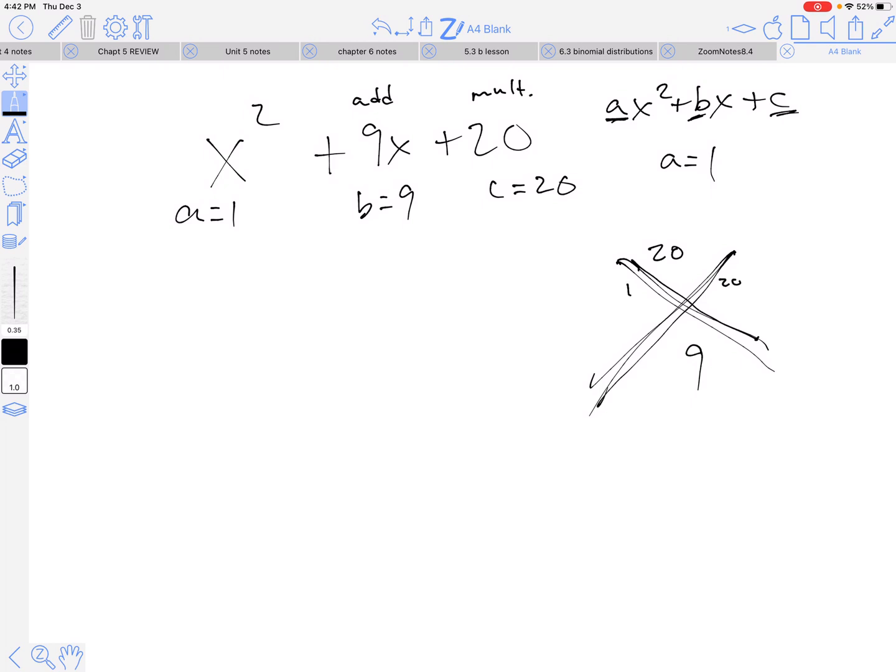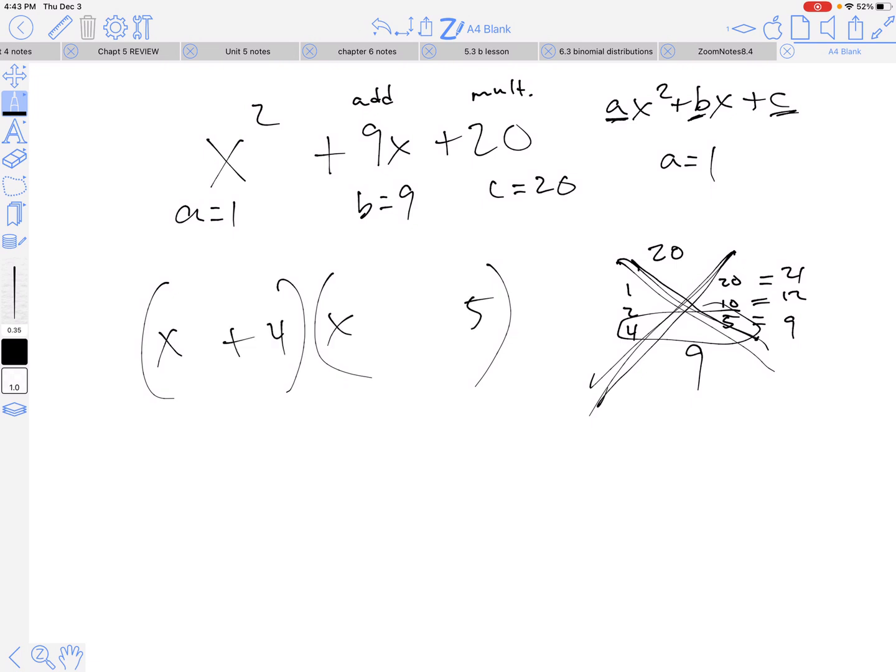Okay, so I'm going to think. I have 1 times 20, 2 times 10, 4 times 5. So 1 plus 20 is 21, 2 plus 10 is 12, 4 plus 5 is 9. Got it. It's a 4 and a 5. Okay? So x squared is x times x, and 4, 5. They're both positive, so I'm done.